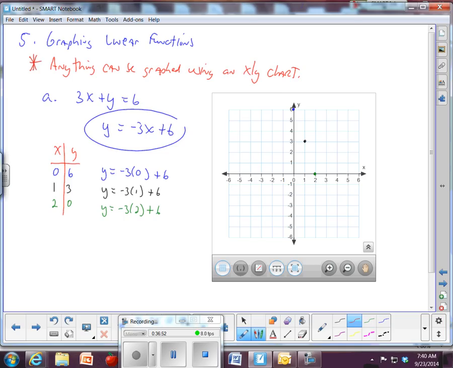Now this is a linear function, and every point along this line solves this function. So you need a line through those points and arrows on both ends. It goes on forever in that direction. Remember, each point along the line is an xy pair that makes the function true. And I've got to hurry.